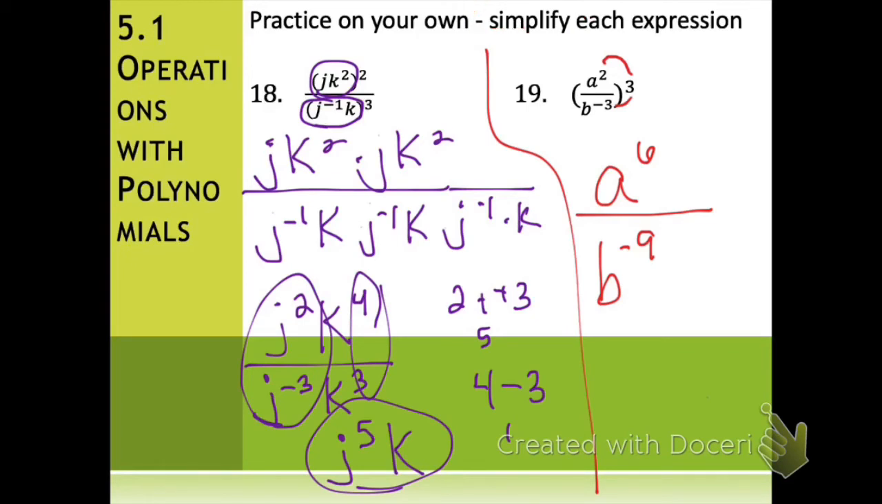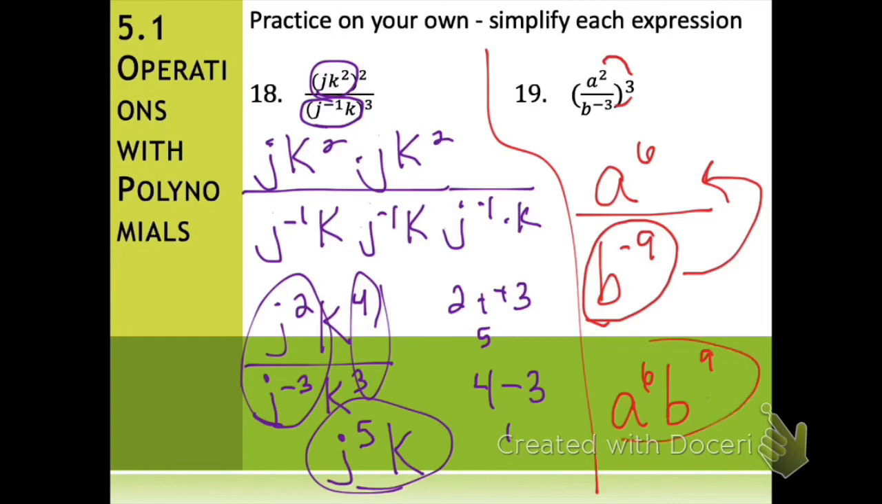So if you have a negative exponent in a fraction, this is something cool you can do. This thing has a negative exponent and it's on the bottom. Well, to reciprocate it, literally just move it to the top. So my final answer is a to the 6th, b to the 9th. Again, the negative exponent, since you moved it, is now positive. Boom, there's my answer.